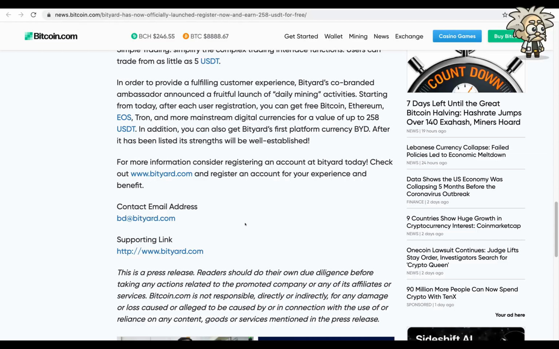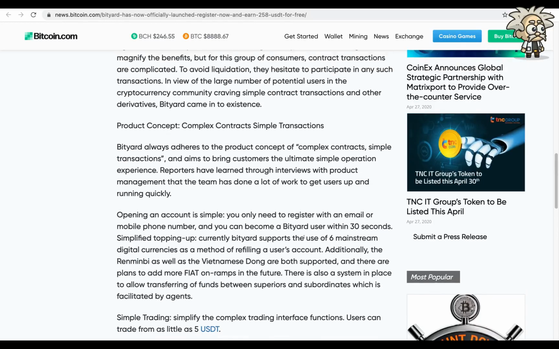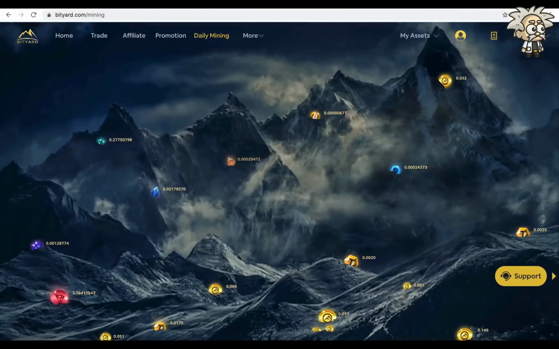I encourage you guys to check out this article in further detail if it's something that interests you. There is a lot more information, and I think Bitcoin.com did a great job explaining everything. Now, regarding the daily mining, guys, what I just went over in that article. If you go to the daily mining tab in your Bityard account, you can now see that all of these cryptocurrency icons within the mountains have numbers beside them.